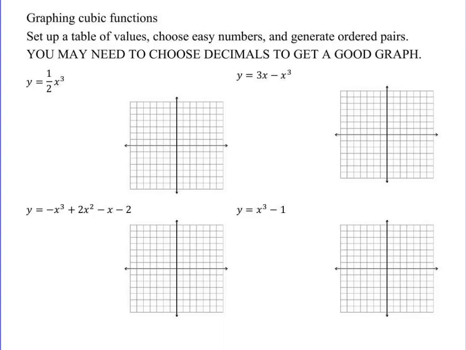Okay, graphing cubic functions by hand. Kind of a bummer. We have calculators that'll do it for us, but we want to learn how to do this by hand. To do it, set up a table of values, choose easy numbers, and generate ordered pairs. And then probably the most important thing on this page is what? You may need to choose decimals to get a good graph. Okay? So for this 1/2 x to the third, let's set up a table of values. Let's go x and y.